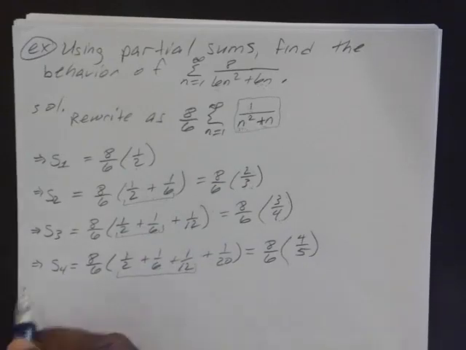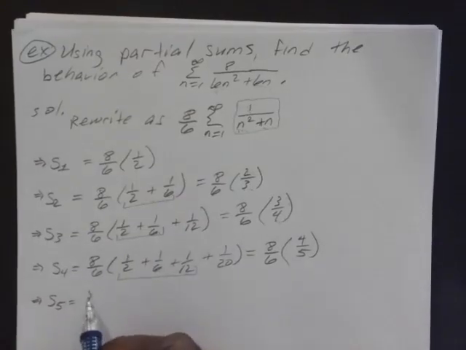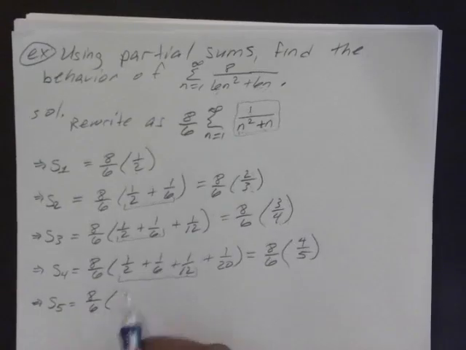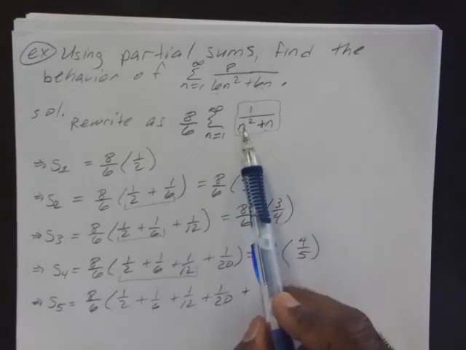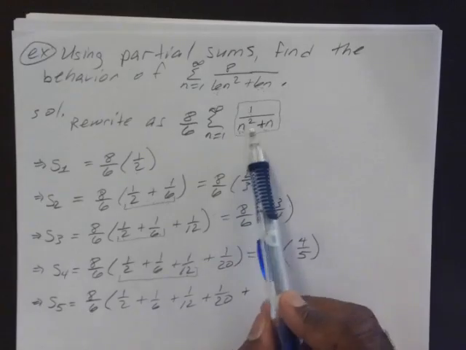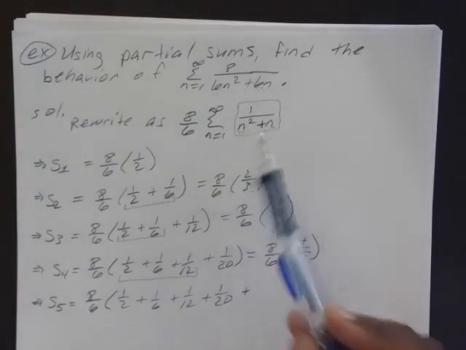Okay, so let's do one more partial sum. That's 8 over 6 times 1/2 plus 1/6 plus 1/12 plus 1/20 plus our fifth partial sum. So if we plug in n is equal to 5, we have 5 squared, which is 25, plus 5, which is 30.